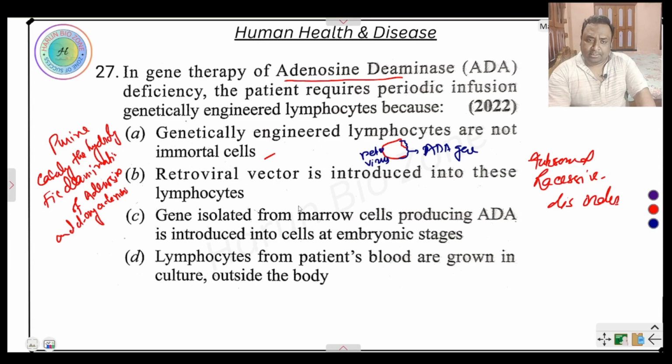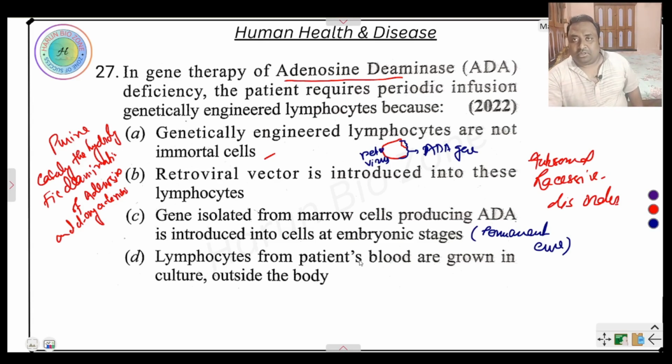Correct. Gene isolated from marrow cell producing ADA is introduced into cell of embryonic stage. Okay. So, this is a permanent cure. If you want to permanently cure this disease, the recombinant DNA is introduced into the embryonic stage. Lymphocytes from the patient's blood are grown in culture outside the body. Here, the question wants to know why periodic infusion is required. Why not one-time infusion and then permanently cured? Because genetically engineered lymphocytes are not immortal.